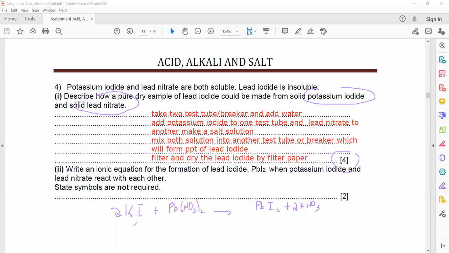Potassium iodide, it's aqueous. Group 1, all salts are aqueous. Lead nitrate, all nitrates are aqueous. Lead iodide, they mentioned already, it is insoluble, so it will be solid. And potassium nitrate, all nitrates are soluble, so it's aqueous. To write an ionic equation, you will cancel out the common ion in aqueous substances. So which ions are common in aqueous substances? So you can see potassium ion. So potassium ion cancels with potassium ion, and nitrate ion cancels with nitrate ion.